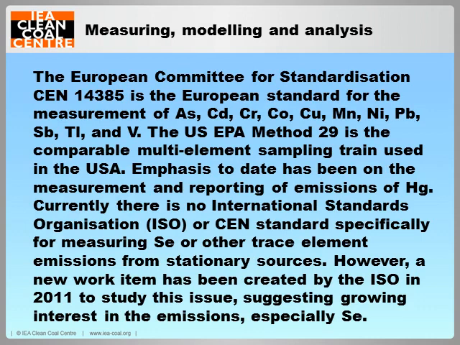The European Committee for Standardization, CEN 14385, is the European standard for the measurement of arsenic, cadmium, chromium, cobalt, copper, manganese, nickel, lead, antimony, thallium, and vanadium. The U.S. Environmental Protection Agency Method 29 is a comparable multi-element sampling train used in the USA. Emphasis to date has been on the measurement and reporting of emissions of mercury.